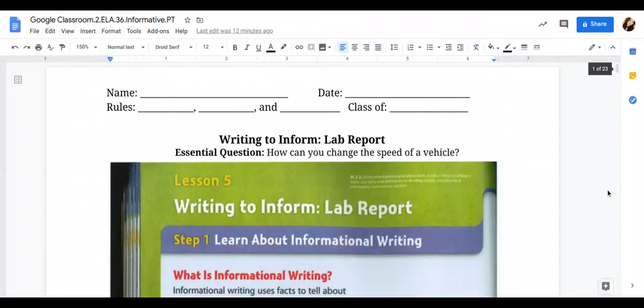Happy Monday, scholars. This is your performance task of the week. So typically we use our books. Now we created a Google Doc for you to use, and we are going to be writing a lab report. So remember what you do in science, and this is going to help you with your ELA writing assignment for the week.